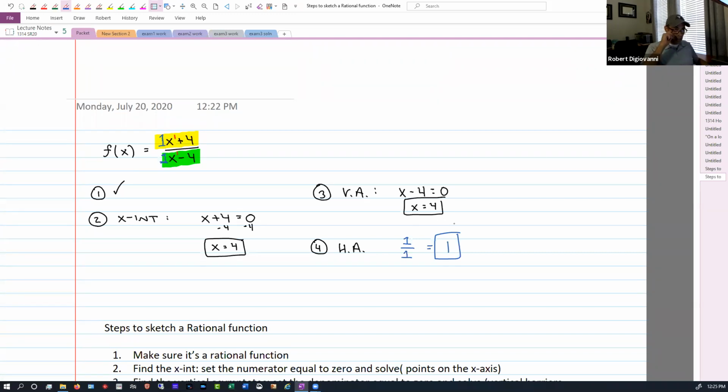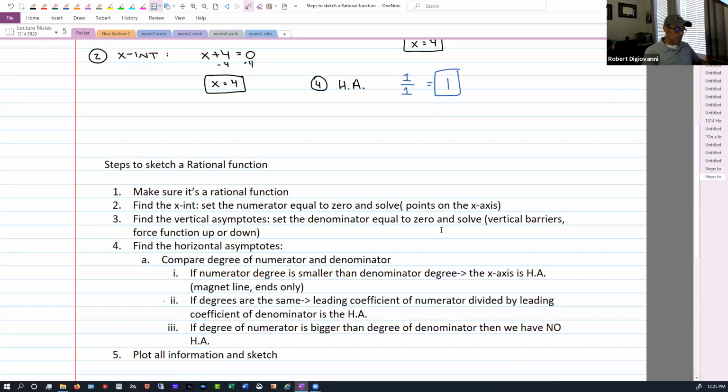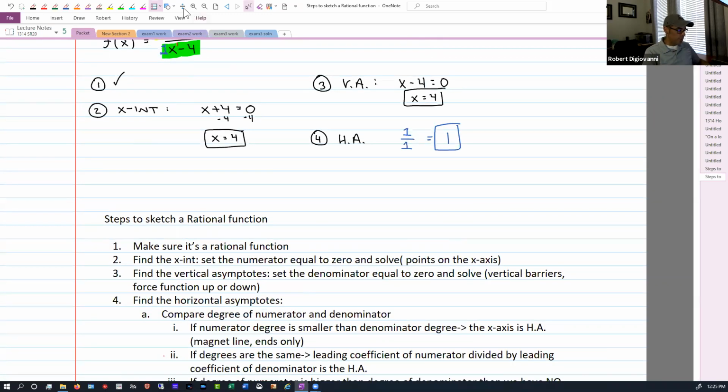Any questions up to this point? Found the x-intercept, found the vertical asymptote. Those are just setting things equal to 0. The horizontal asymptote, I compared the degrees. They were the same, so then I had to go look at the leading coefficients, make a fraction out of them, 1/1, and that gives me the answer of where my horizontal asymptote's going to be. And now all I need to do is sketch it to plot all this information.